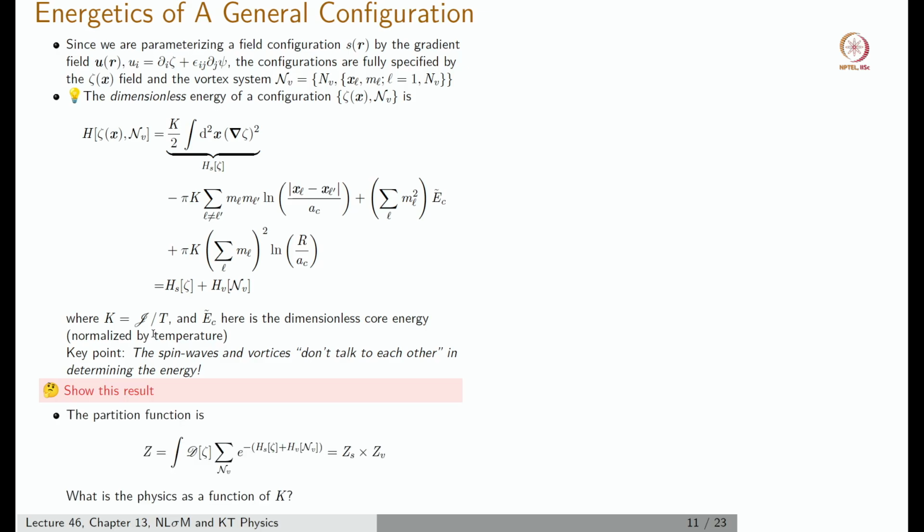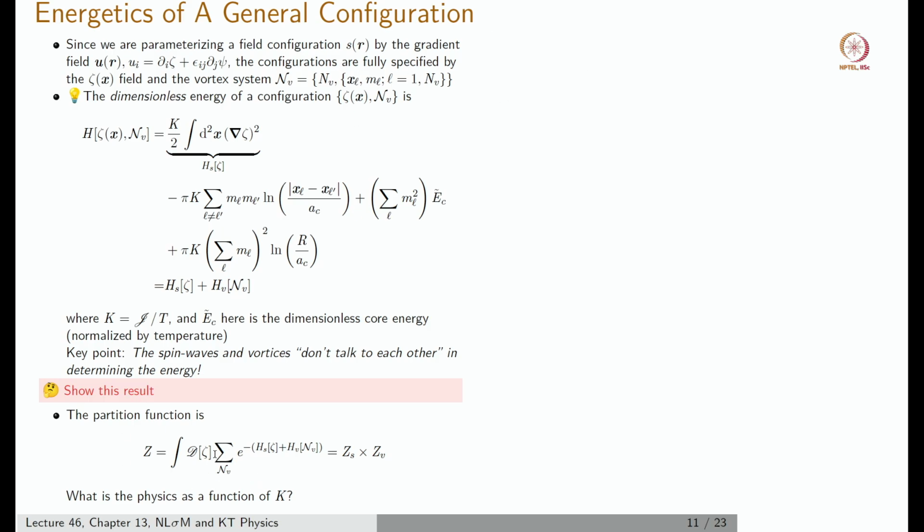Okay. So now we come to the final result of all this hard work that we have done. We are now able to see that the partition function of this is a functional integral over zeta, the spin wave fields, and the sum over all possible configurations of vortices, including no vortices, one vortex, two vortices, all of them. You just specify all possible positions and moment of this.